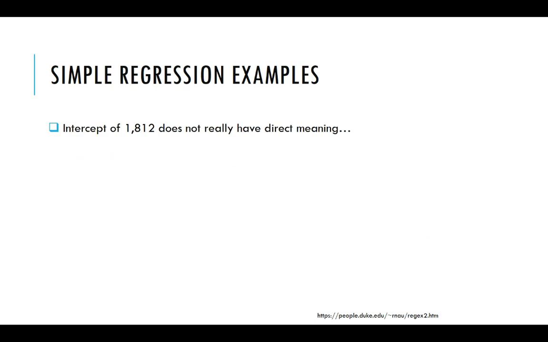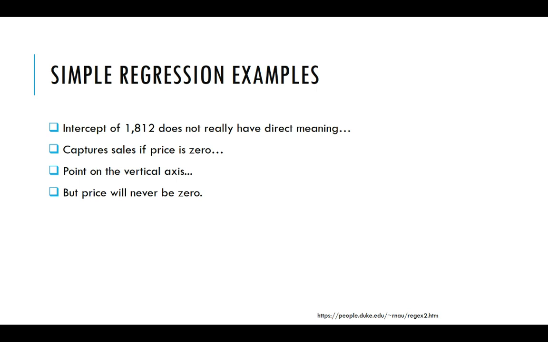Now, we have an intercept of 1,812. And understand that this doesn't really have a direct meaning. Remember what our intercept is. It's where we hit the vertical axis, which means X would have to be 0. So this captures our estimate of sales if price is 0, right? It's our point on the vertical axis. But remember, price will never be 0. So it helps us, we estimate it, but by itself, it's hard to really know how to interpret that, given that price will never be 0.